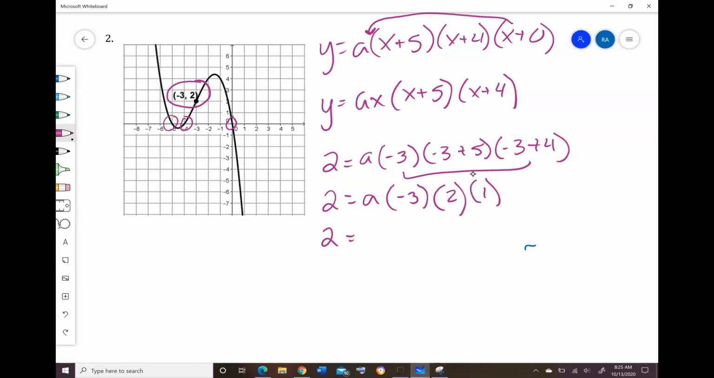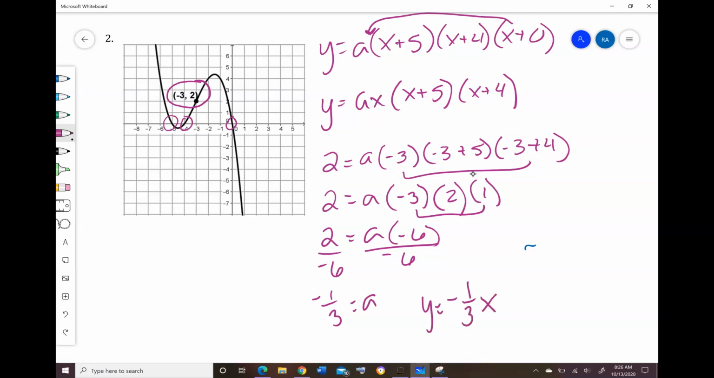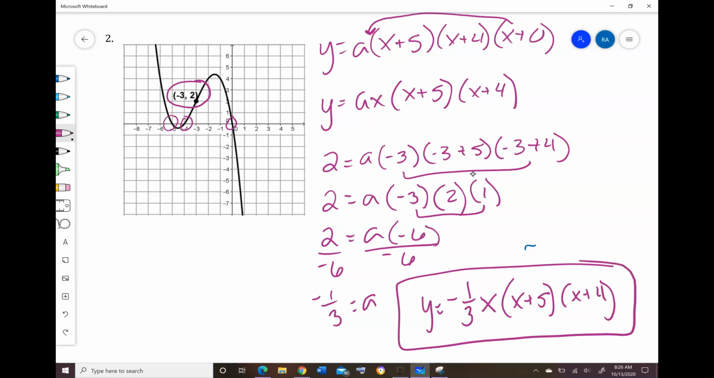So 2 equals A. Multiply these. -3 times 2 is -6. So it's -6. Divide by -6. Just reduce this down. Don't get a decimal for A. A does not need to be a decimal. So this reduces down to negative 1/3, and that equals A. So my final equation would be y equals -1/3 x times x plus 5 times x plus 4. And that's your answer.